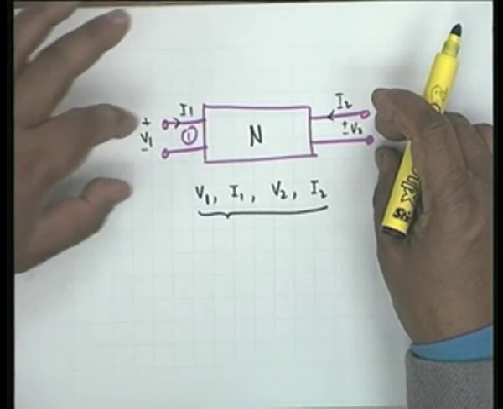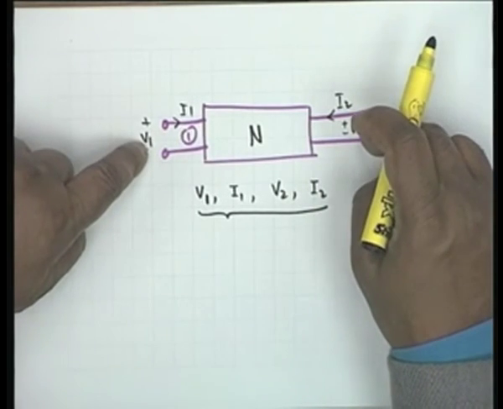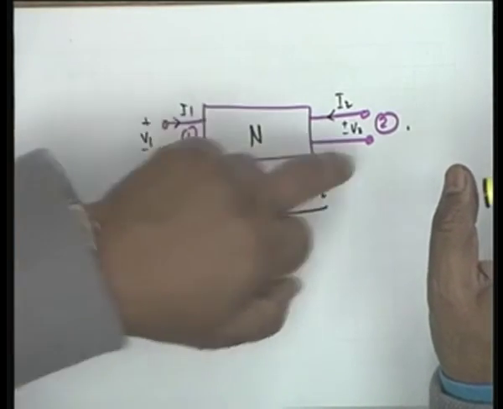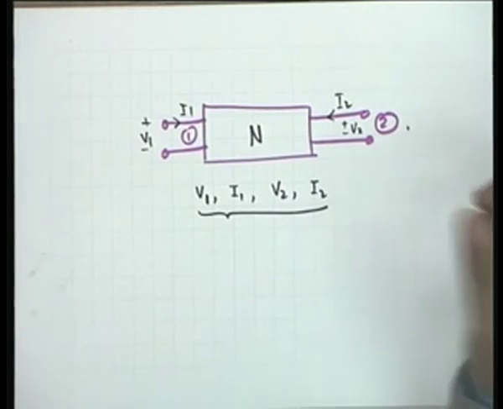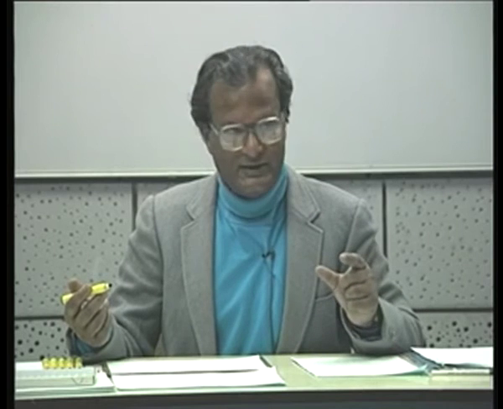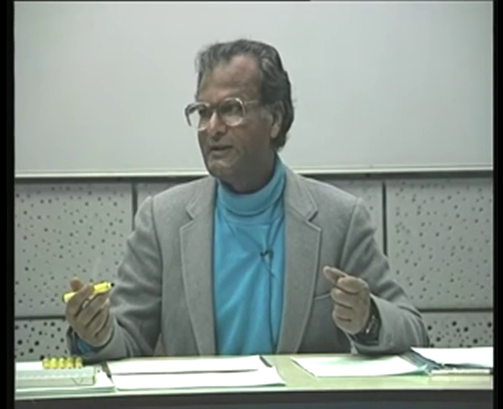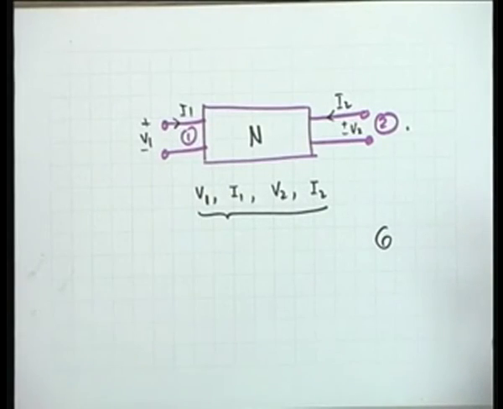You can connect, for example, a voltage generator and a current generator here. Then V1 and I2 shall be independent variables, and I1 and V2 shall be dependent variables. Or you can connect both as voltage generators, both as current generators, or a combination of voltage and current generators. Now, in how many ways can you do this? 2 quantities taken out of 4, so it is 4 C2, which is exactly 6. Therefore, there are 6 possible descriptions.